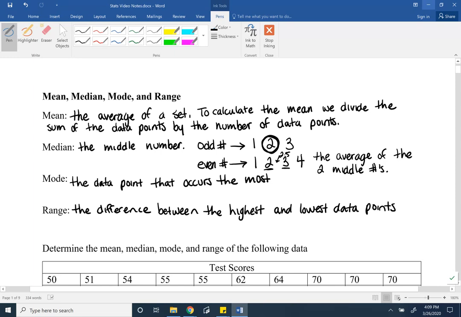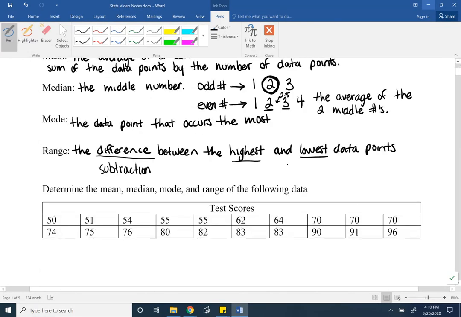The mode is going to be the data point that occurs the most often. And then the range is the difference. And when I say difference, what I'm talking about is subtraction. So I'm going to find the difference between the highest and the lowest data points.